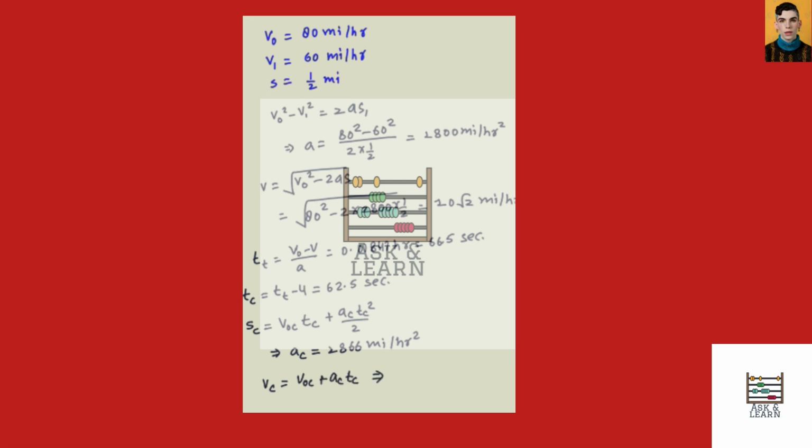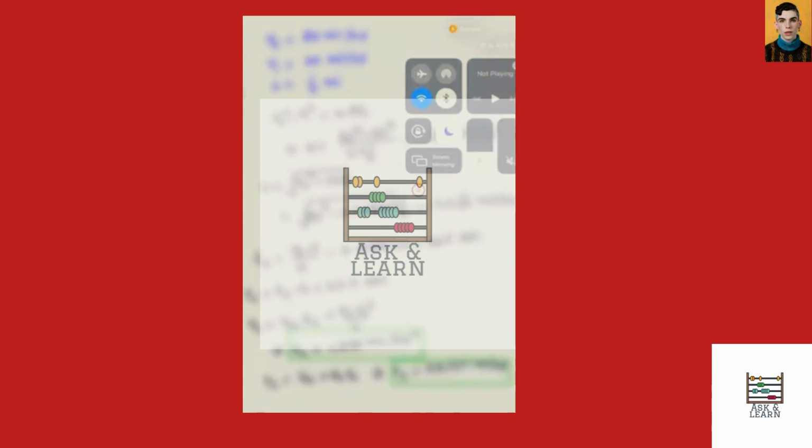The speed of the car at the crossing will be vc equals v0c plus ac multiplied by tc. Substituting values we get vc equals 99.757 miles per hour. So these are the two answers of the question: this is the acceleration a and this is the crossing speed v.